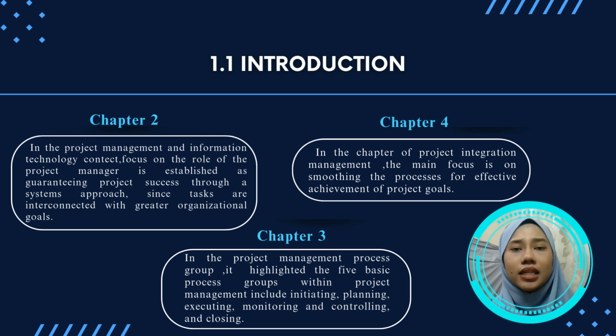Next, in chapter 3, we are going to talk about the project management process groups. It highlights the 5 basic process groups within project management. The first process is initiating, next is planning, then executing, monitoring and controlling, and finally the closing process. And the last chapter is chapter 4.